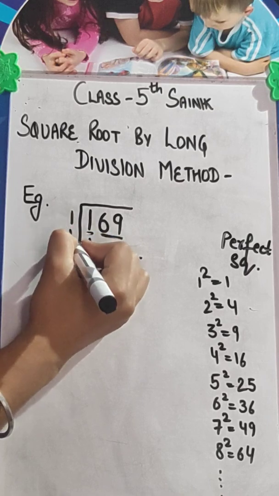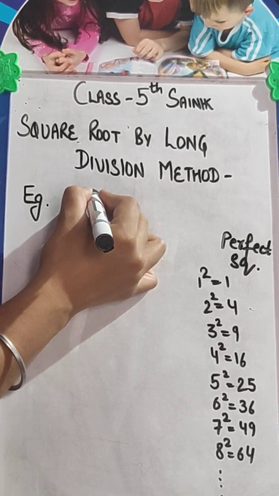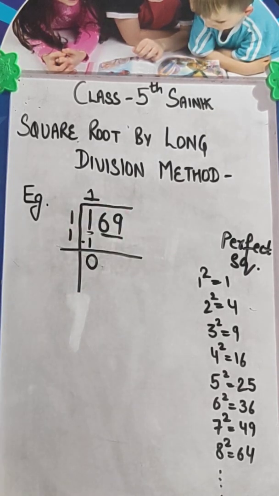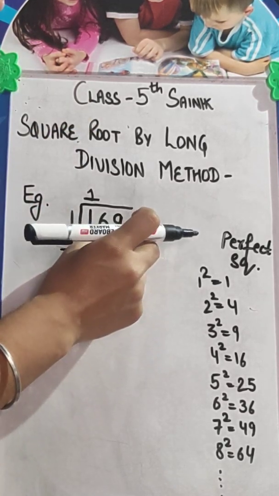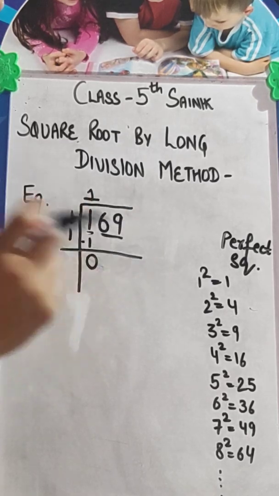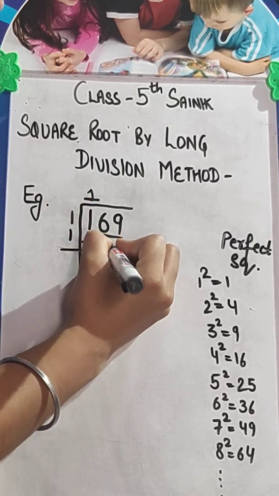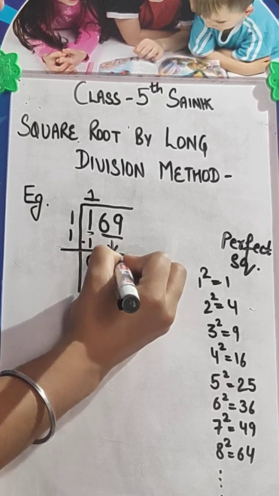So from these two ones I have to write 1 here. After that, as our remainder is 0, the first pair is solved. Now I have to write down the second pair.